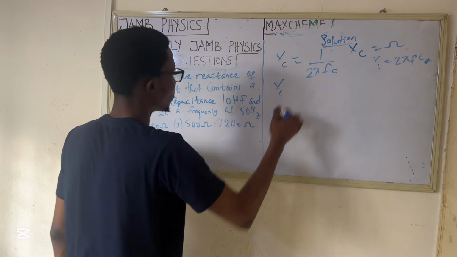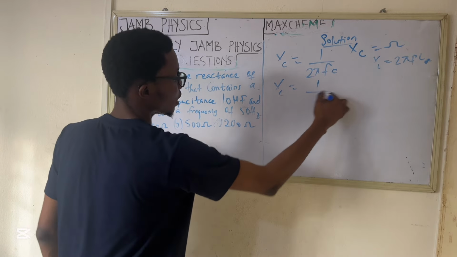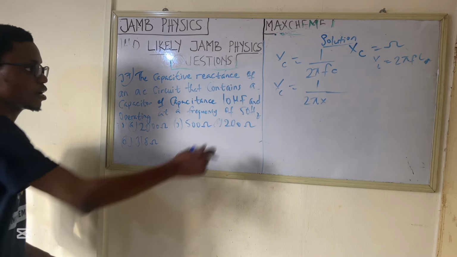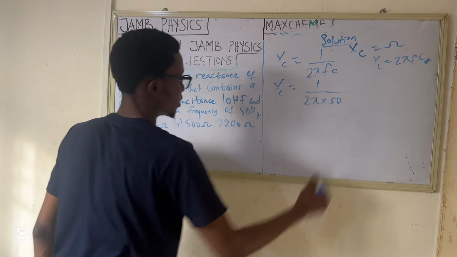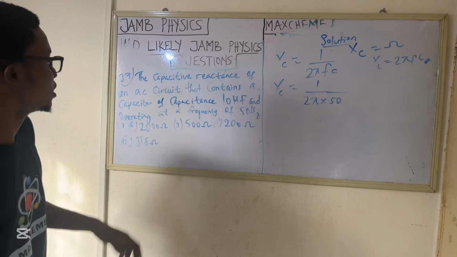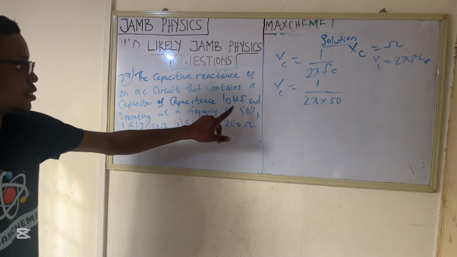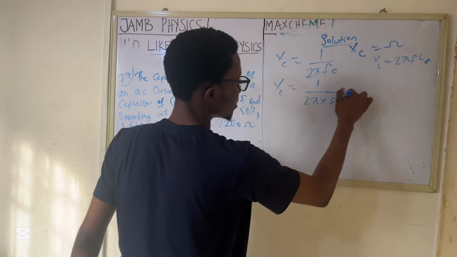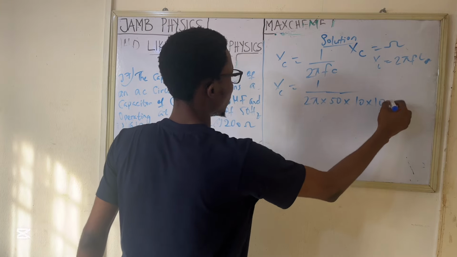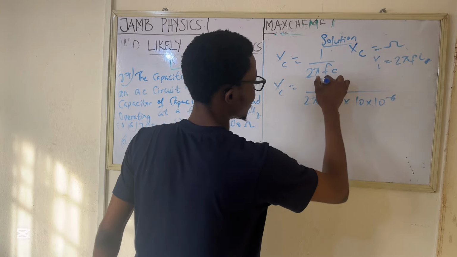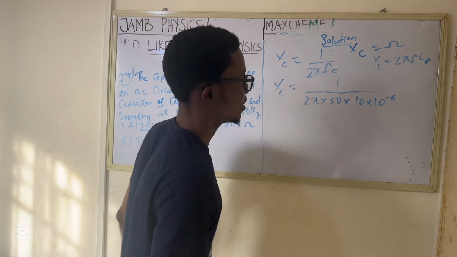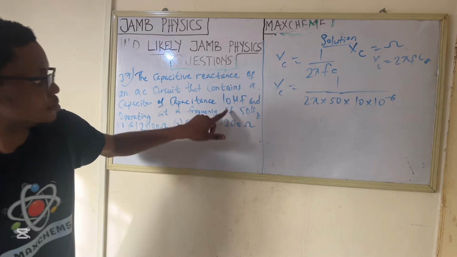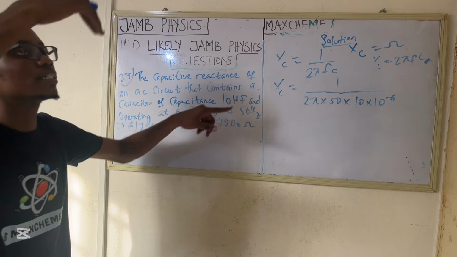XC, which is our capacitive reactance, is equal to 1 over 2 pi times our frequency, 50. Right, from the question it is 50, and what's our capacitance? It is 10 microfarad. So multiply 10 times 10 raised to power minus 6 farad. Now it's not in farad. Look, this is in microfarad, and micro is 10 raised to power minus 6.